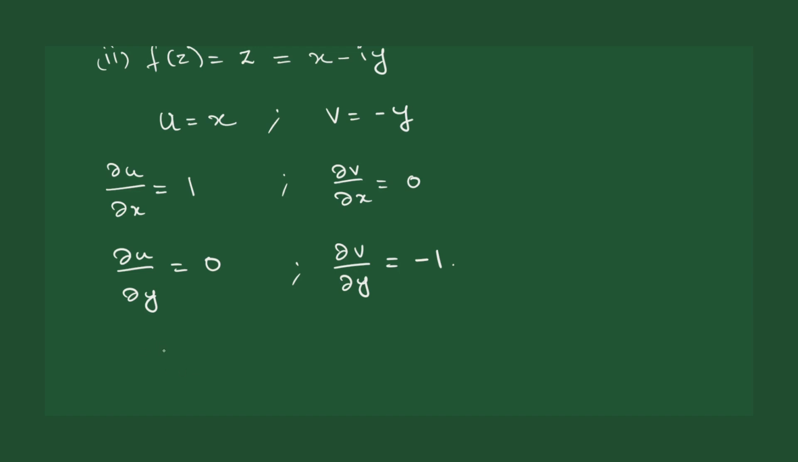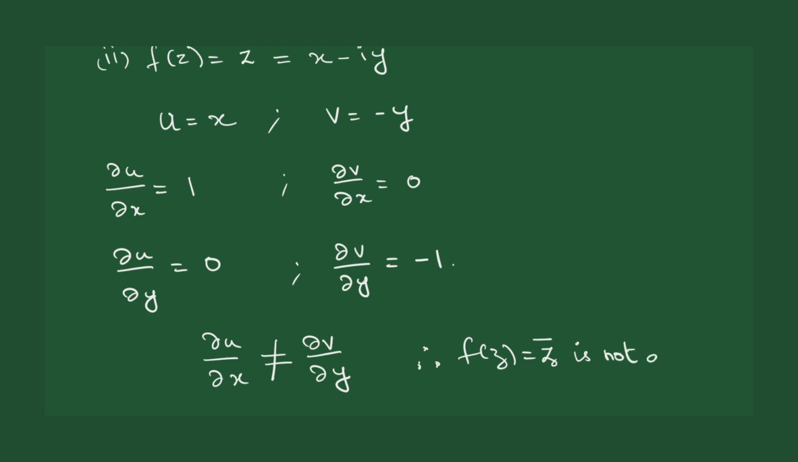The Cauchy-Riemann equation says dou u by dou x should be equal to dou v by dou y. If you notice, dou u by dou x is 1 and dou v by dou y is minus 1. So dou u by dou x is not equal to dou v by dou y. Hence the CR equations are not satisfied. So we can conclude that f of z is equal to z bar is not an analytic function. This is an example of a function that is not analytic.